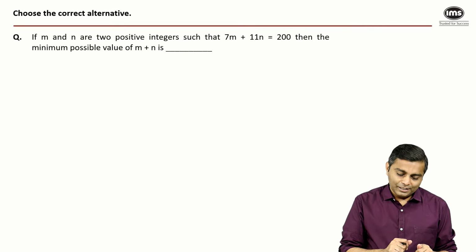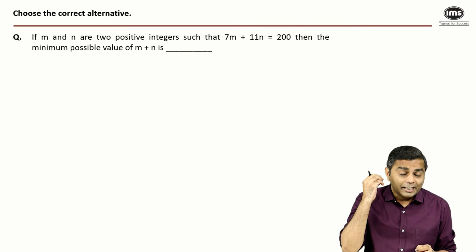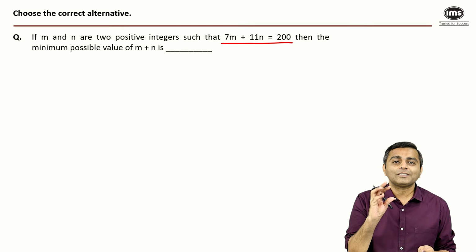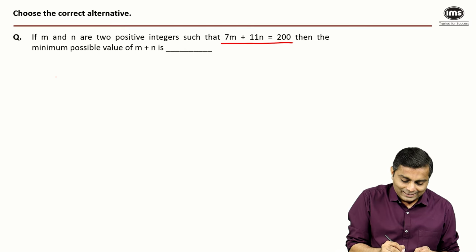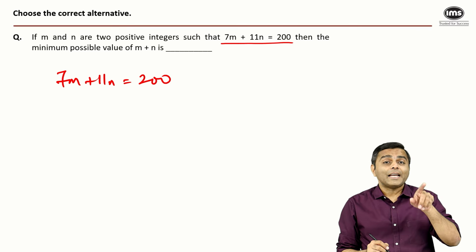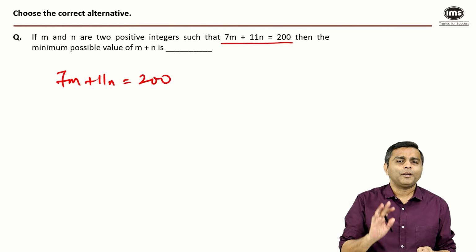Yes, let's see this question now. Again, a very, very simple question. Definitely category A question. Okay. It's a concept based on simple integral number of solutions. 7m plus 11n is equal to 200. m and n, they have said, are positive integers. Minimum value of m plus n is asked.